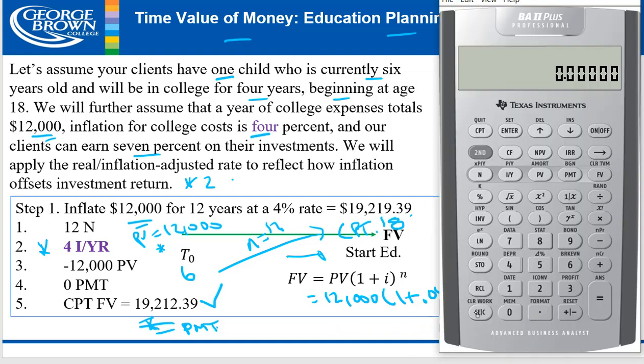So we did it using algebra. If I want to use the functionality of the calculator, I'm just going to check my P/Y equals 1. And so the N is 12, 12 N. We said inflation rate of 4%, that's 4 I/Y. 12,000, we can make that a negative or a positive, but I'll make it a negative. That's money out of my pocket. Negative 12,000 present value. As I mentioned, there's 0 payment, so we're going to compute the future value. We get the same number, $19,212.38.